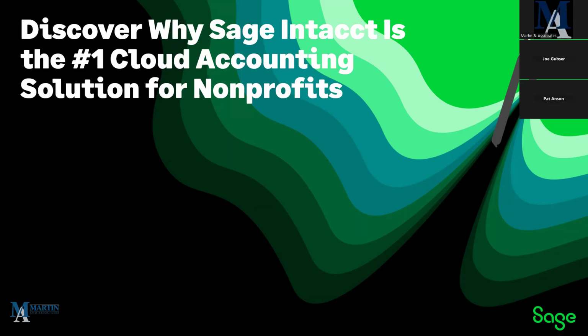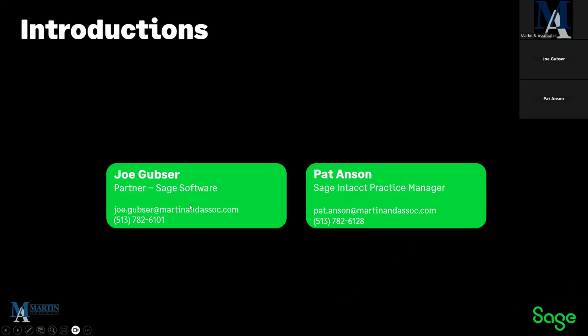The title of today's webinar is Discover Why Sage Intacct is the number one cloud solution for nonprofits. So what we're going to do today is cover a little bit about Intacct, how it works for nonprofits. Quick introductions here before we get started.